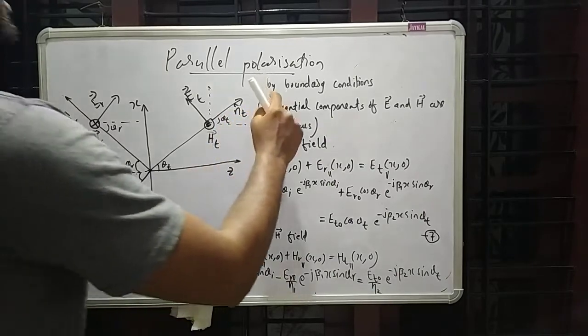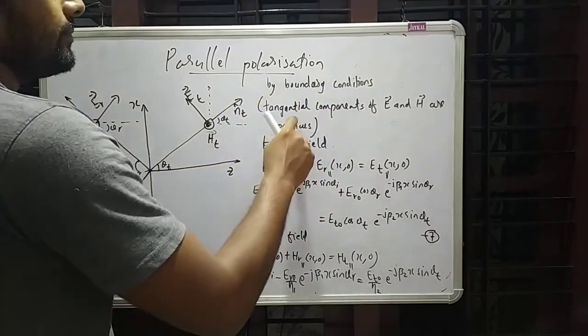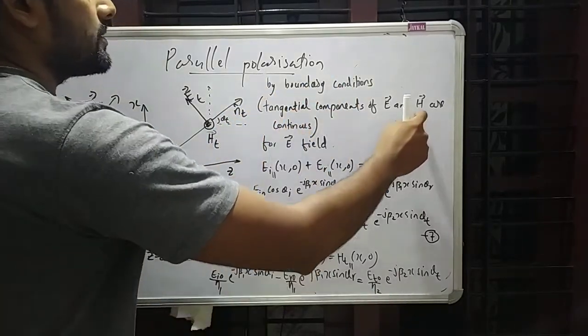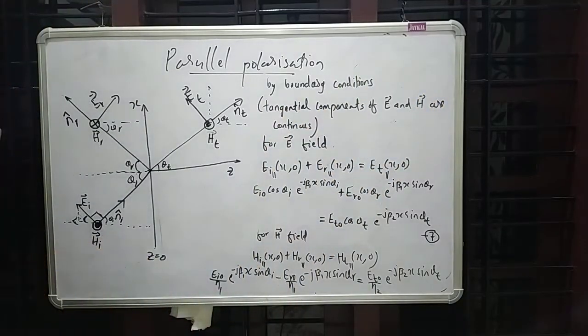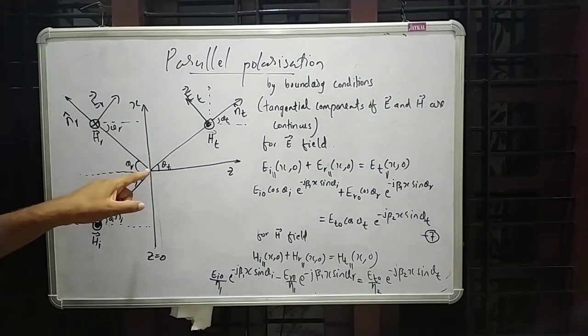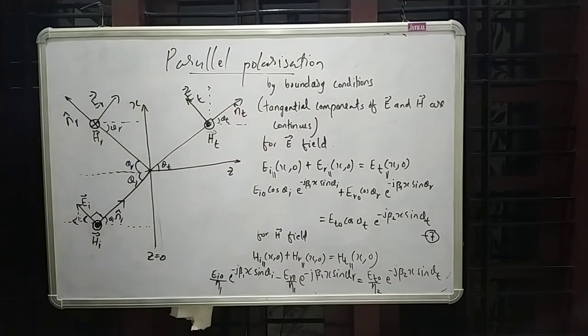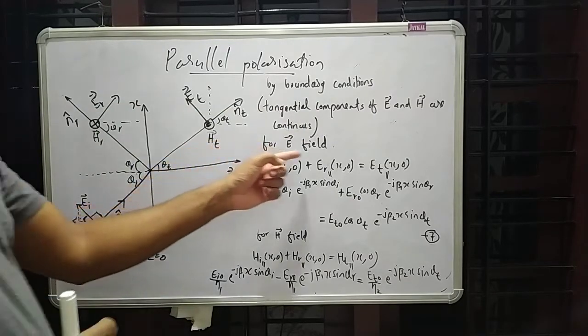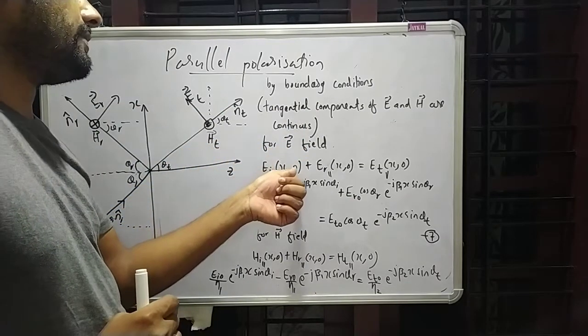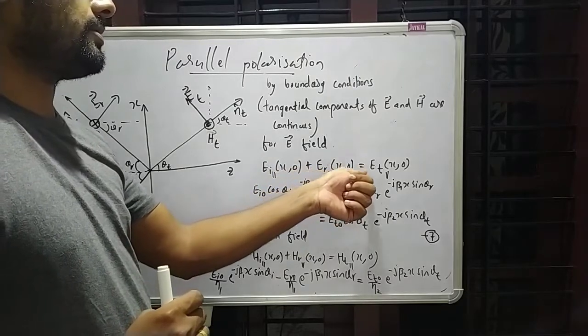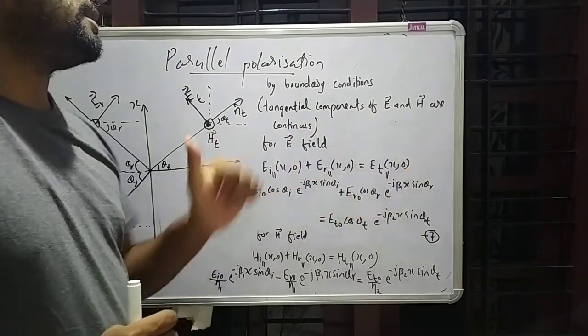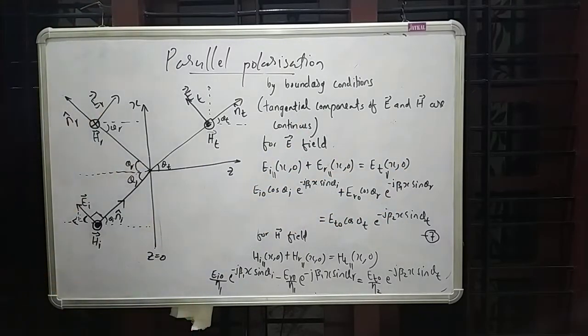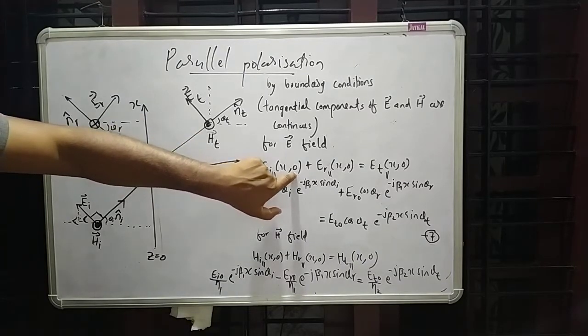If we apply the boundary conditions, the tangential components of the electric and magnetic field are continuous at z equal to 0. That means for the electric field, E_i parallel of x,0 plus E_r parallel of x,0 is equal to E_t parallel of x,0.